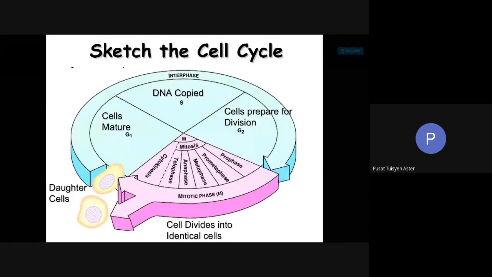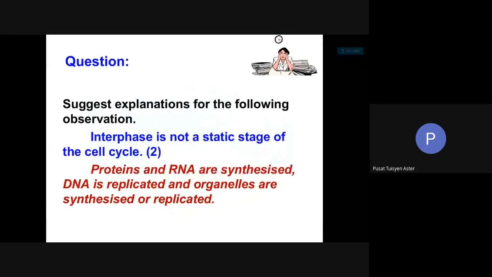Question. Suggest explanation for the following observation. Interphase is not a static stage of the cell cycle. Okay. Proteins and RNA are synthesized and DNA is replicated, organelles are synthesized or replicated. Meaning, during the process of interphase, it's not a static stage, maksudnya. It's not that when it's going on, all the other cycles are not going on. Okay, it's something where when the proteins and RNA are synthesized, the DNA juga is replicated and the organelles are synthesized or replicated juga. Okay.